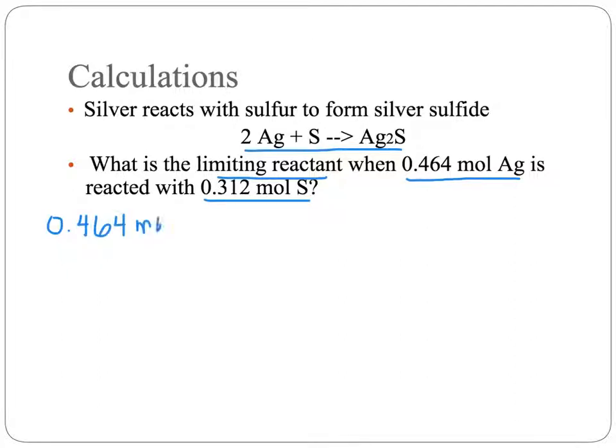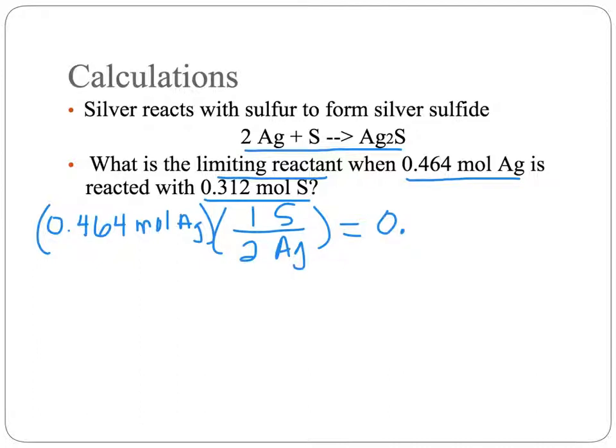So we've got 0.464 moles of silver, and we're going to multiply that by the equivalency fraction that's comparing the mole ratio of sulfur and silver. So 2 moles of silver react with 1 mole of sulfur. If you go ahead and do the math, you discover that in order to have the amount of sulfur to react with this amount of silver, you need 0.232 moles of sulfur. So 0.464 moles of silver work with 0.232 moles of sulfur. So this is how much you need.